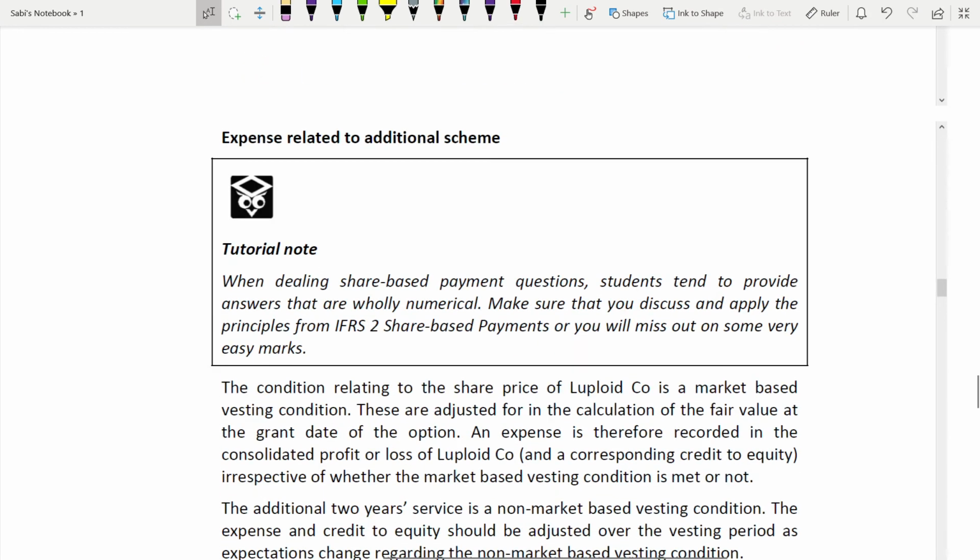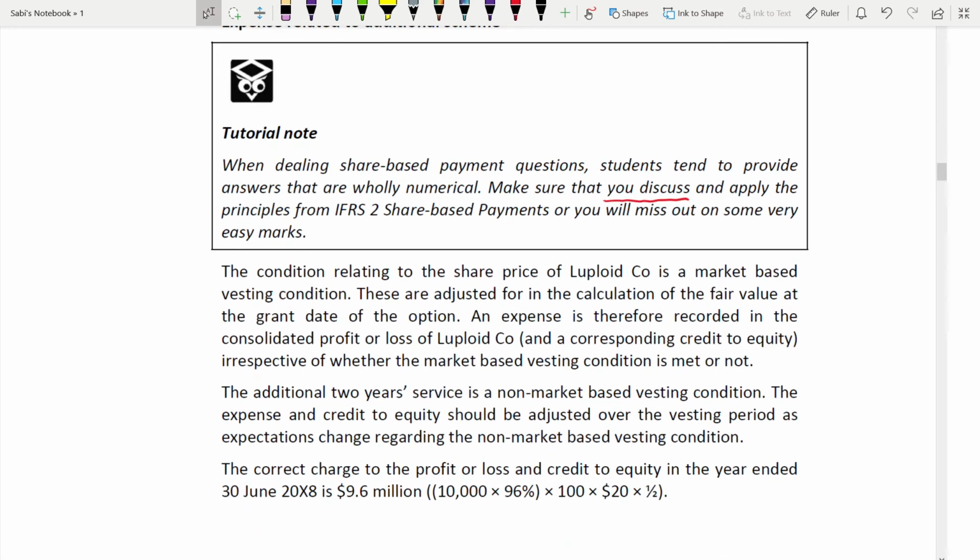Now let us read the tutorial note. When dealing with share based payment questions, students tend to provide answers that are wholly numerical. You see, here itself they are showing you don't make this mistake. Make sure that you discuss also and apply the principles from IFRS 2 or you will miss out on some very easy marks. IFRS 2 always has a discussion part and a calculation part also.